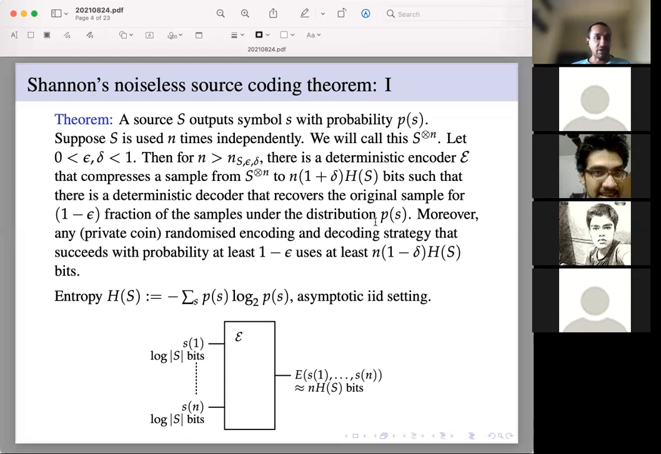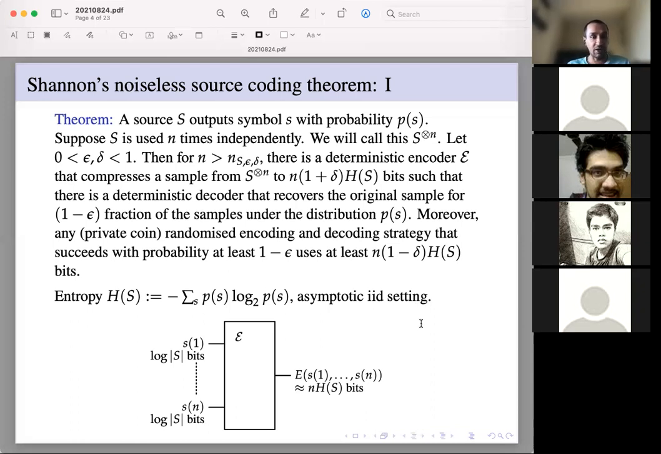But there is also a converse. Any randomized encoding and decoding strategy, and I'm emphasizing private coin. What do I mean by private coin? The randomness used by the encoding strategy and the randomness used by the decoding strategy are independent of each other. It's as if they toss their coins in private and carry on their respective encoding or decoding algorithms. A public coin would mean that the encoder and decoder use the same coins. So we are not allowing that. The encoder and decoder are completely independent of each other.